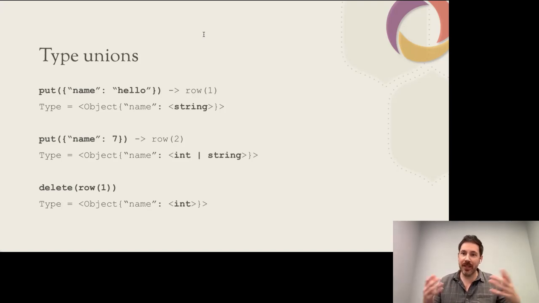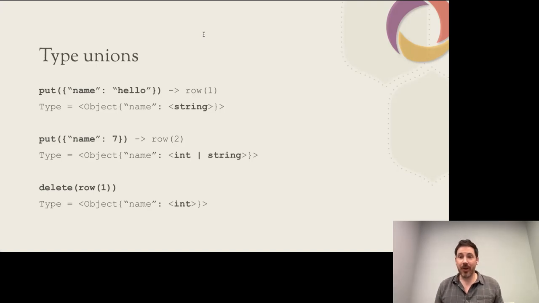First you're inserting an object in the system. It's an object with one field called name and it has a value called hello. So the type for that table in the system is an object mapping name to a string. Then you insert another object and it has a name field which maps to an int, 7, right? Then our automatic schema tracking says the schema for this system is the union type of int or string. And then if you delete the original row, so there's no longer any strings in that table, the type changes to an int, right?